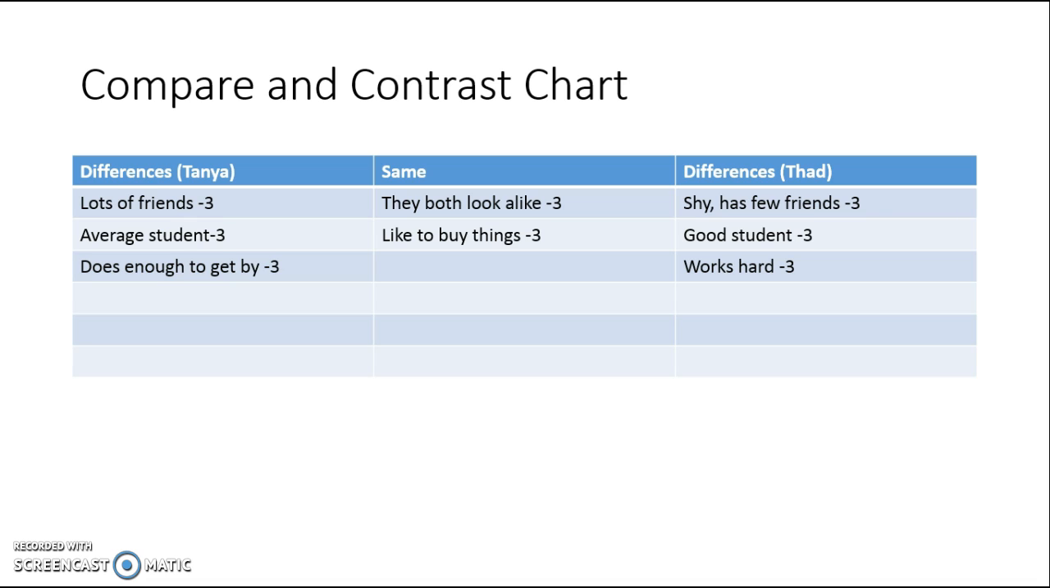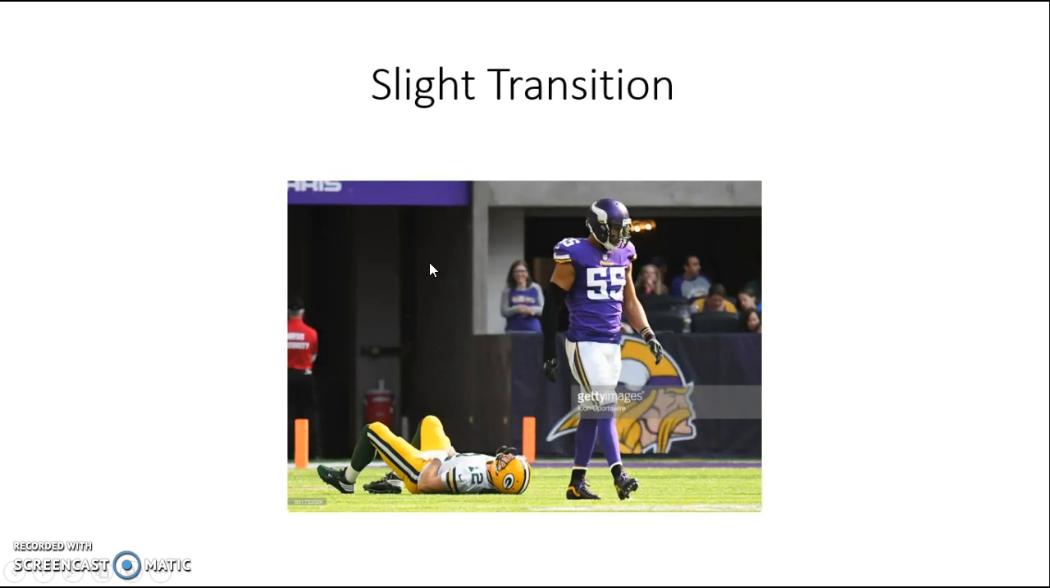Here's what their chart would look like then after the group stage. You can see Tanya has lots of friends, is an average student, does enough to get by. Thad is shy, has few friends, is a good student, works hard. And things that are the same: they both look alike and like to buy things.